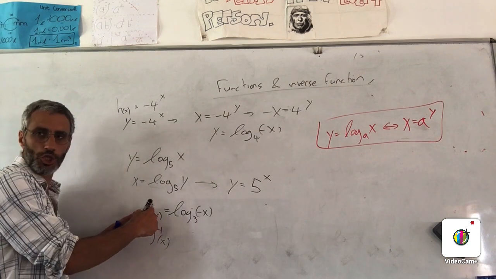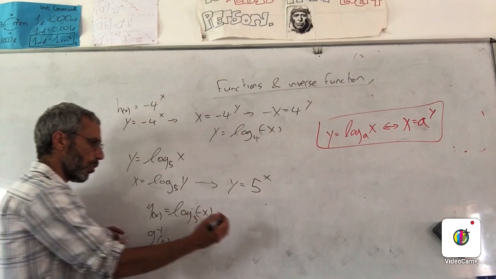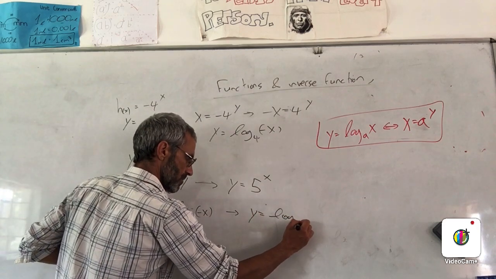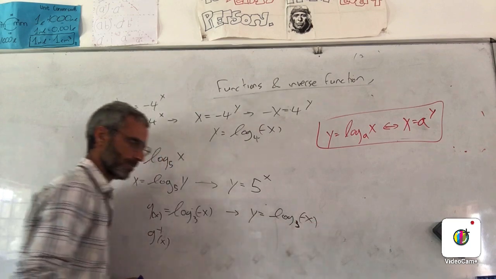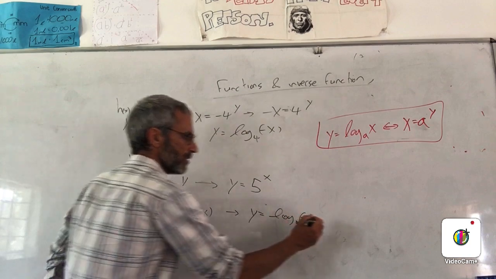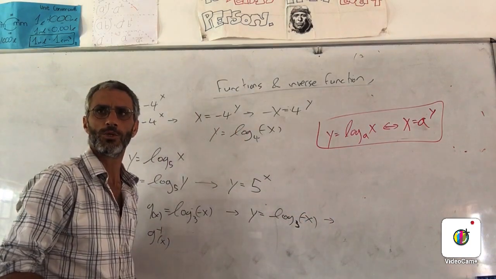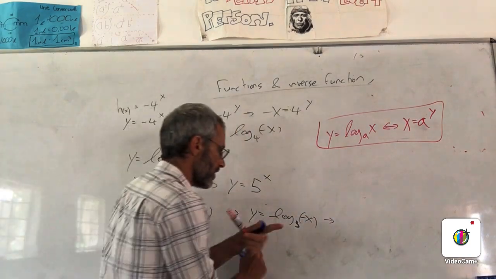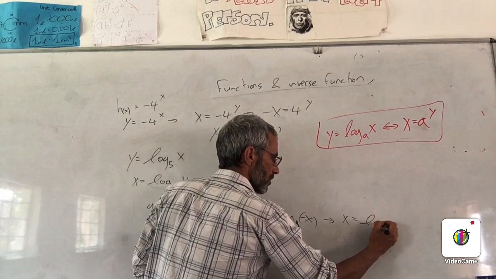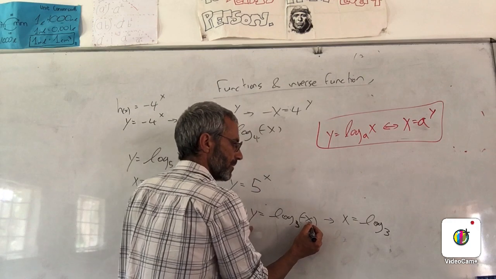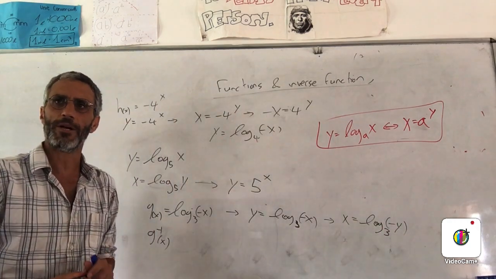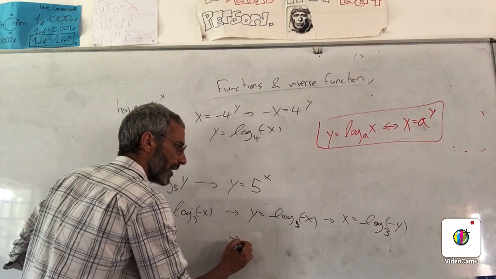So first of all, let's change the g. Remember, step 0, into y. So we're going to write down y equals log base 3 of minus x. That's step 0. Step 1 is swap. So instead of y, I'm going to write x. Instead of minus x, I'm going to write minus y. That's step 1.